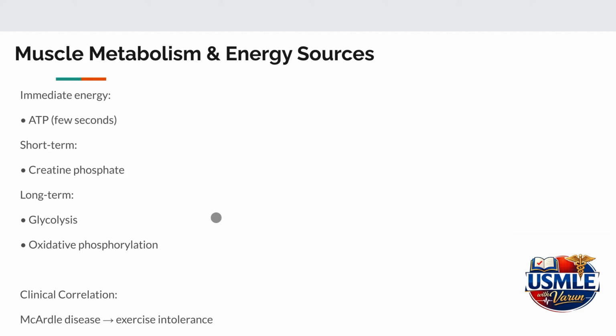Muscle contraction requires a continuous supply of energy. ATP provides immediate energy but is rapidly depleted. Creatine phosphate acts as a short-term energy reserve that regenerates ATP. For sustained activity, muscles rely on glycolysis and oxidative phosphorylation. Disorders affecting glycogen metabolism, such as McArdle disease, impair energy production and can cause exercise intolerance.